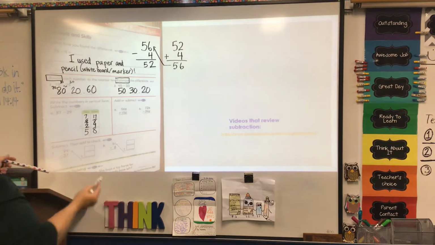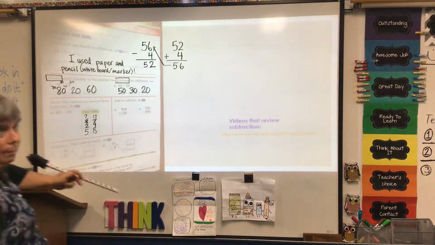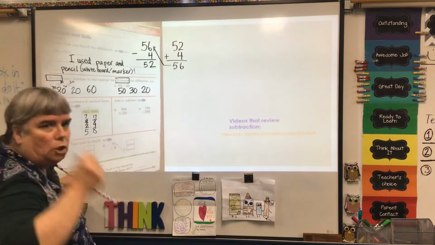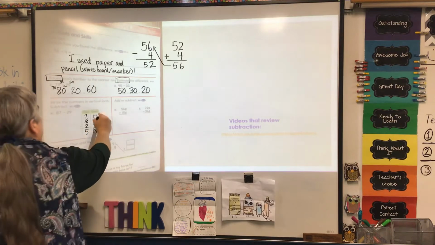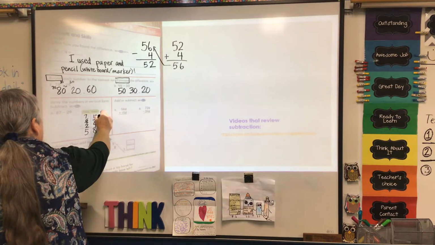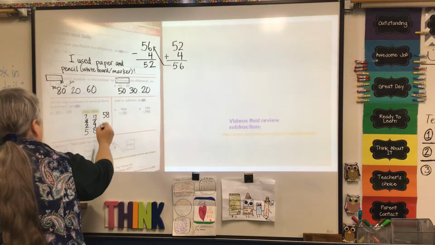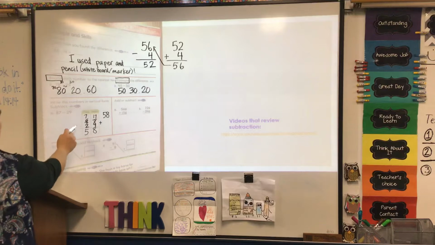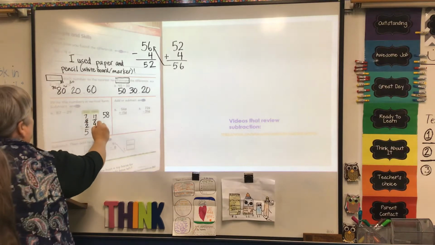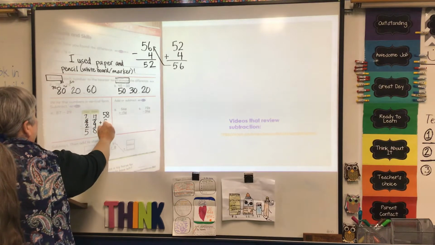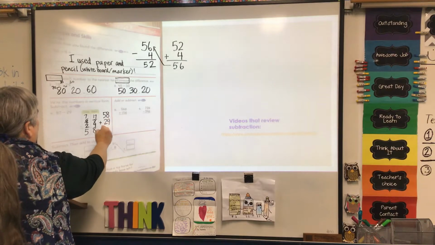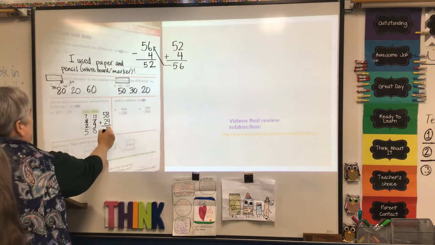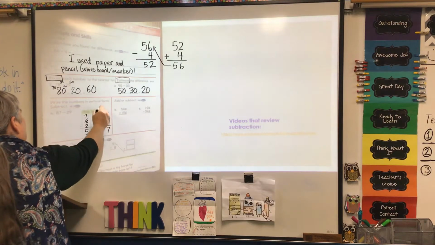Now I want to check again because I'm just getting in the habit of checking, because that's kind of fun, because it makes me know for sure that I got it right. So I'm going to go up here and put 58 plus, remember plus is the opposite of subtract. So I'm going to put 58 plus 29. And I'm going to see what I get there.